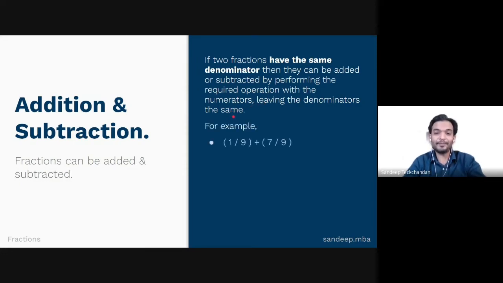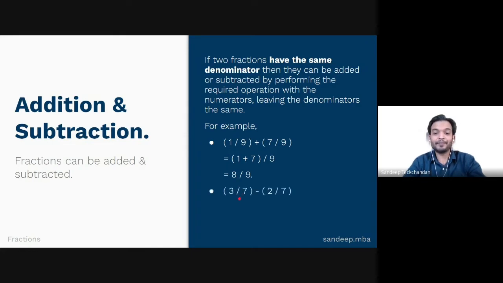For example, say I have two fractions. The first fraction is 1 upon 9 and the second fraction is 7 upon 9. I want to add them. Please observe that the denominator of the first fraction is 9 and that of the second fraction is also 9. So we can add their numerators. I will add their numerators 1 plus 7, and we know that 1 plus 7 is equal to 8. Therefore, our answer will be 8 upon 9.